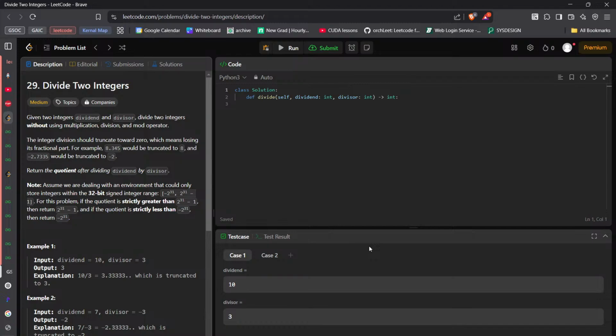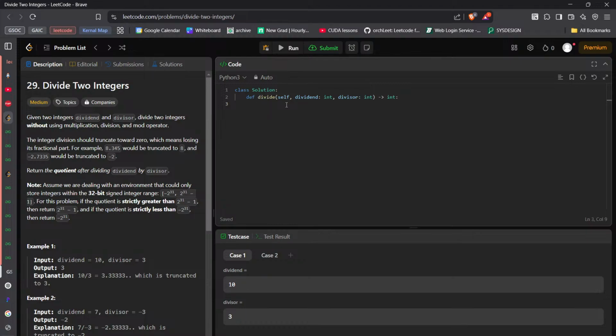Okay. So we can't use any operator. So they want us to use bit manipulation. So how do we usually divide it? In order to divide by 2, we right shift the bits, while num, I'll reduce num divided by 2.